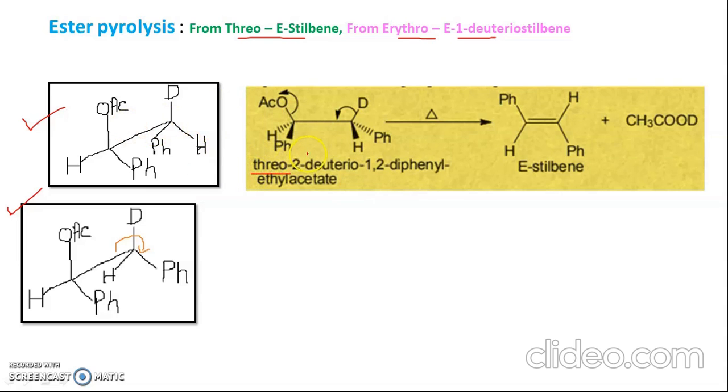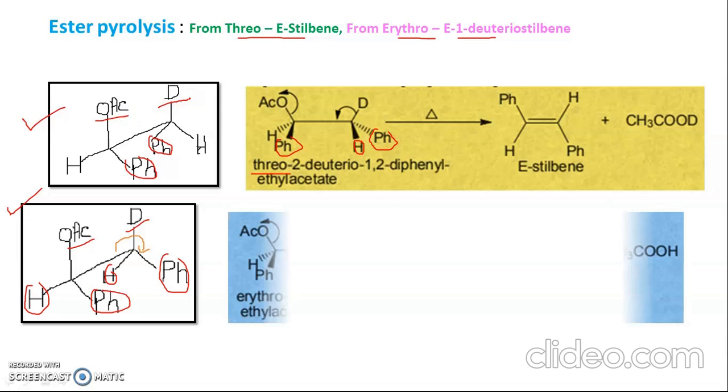So in the threo isomer, why are we calling it threo? Because Ph and H are on the same side. That is, both the Ph groups are trans to each other. See, this Ph group and this Ph group. So this is the threo isomer, but in the erythro isomer both the Ph groups are on the same side. This is the erythro. In that arrangement, OAc and deuterium are on the same side, and here also OAc and deuterium are on the same side. So this is the threo and the second one is erythro.